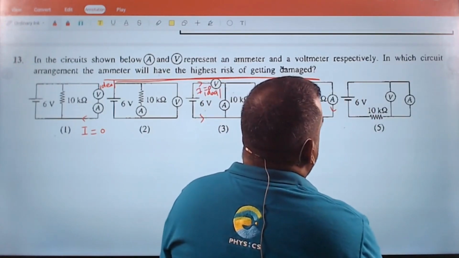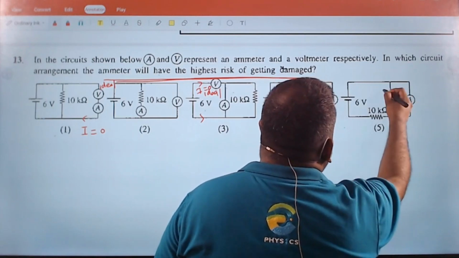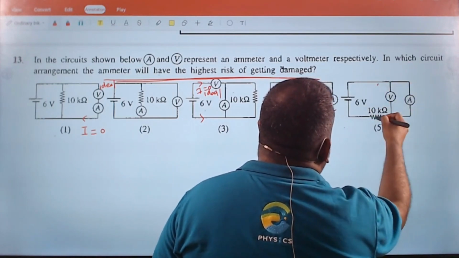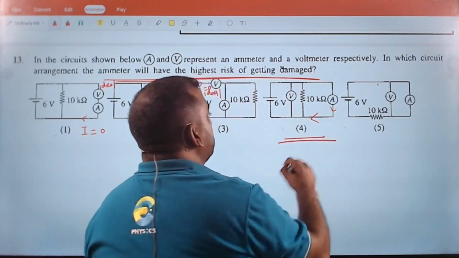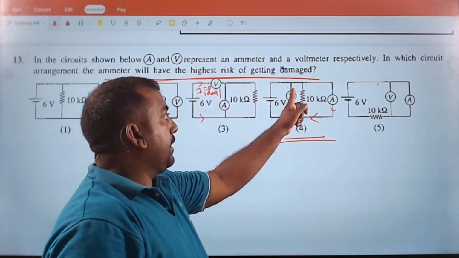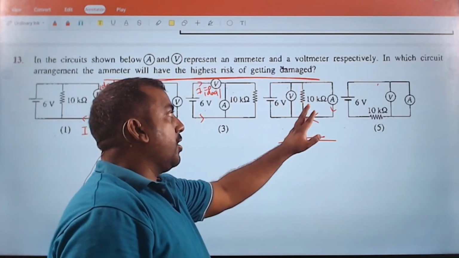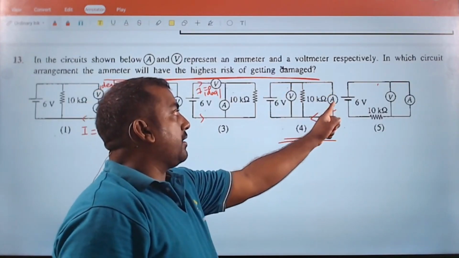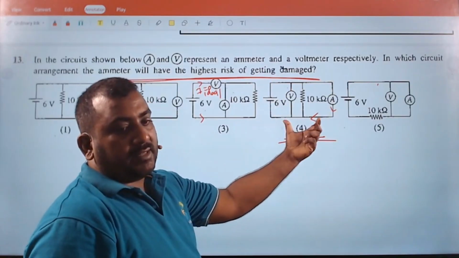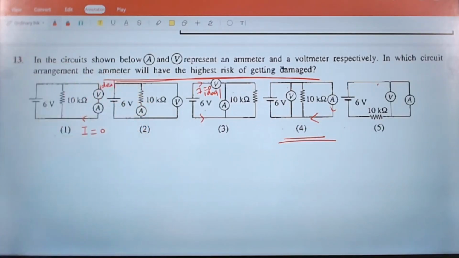Next, this is connected in series. Series connection means more current. So the biggest risk is this, right? Across the ideal voltmeter, no current. Across this one, the 10 kilo ohm, all the current will go through the smaller resistor. So this can burn out. Answer is answer number 4.